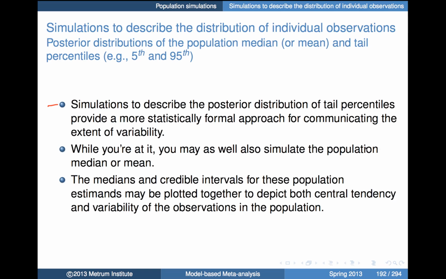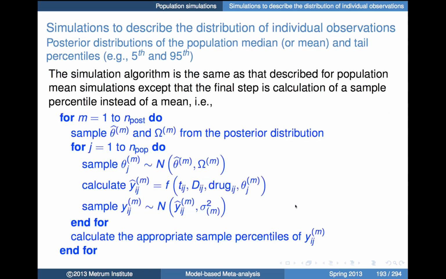And as I say, while you're at it, you may as well simulate the population median or mean to show that. And they can all be plotted together to depict both the central tendency and variability of the observations in the population. And this is just showing you the algorithm for that. As I say here, it's essentially the same as what I described before for the population mean, except in the final step, instead of just generating the sample mean, you generate sample percentiles that include those tail percentiles.